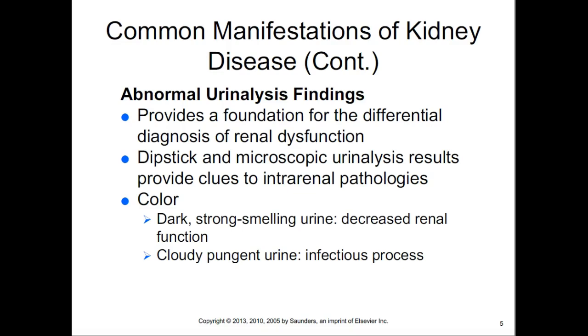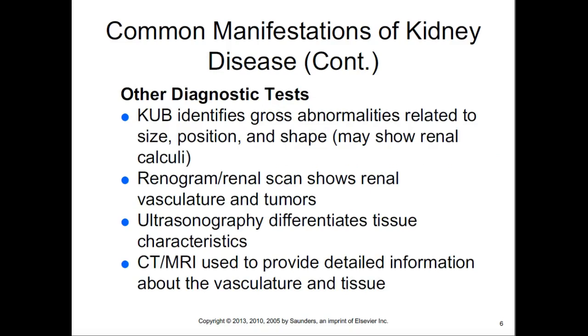And then there are other types of urinalysis findings where you're looking under the microscope, looking at crystals, also appreciating the translucency, right? If it's cloudy, for example, it could indicate an infectious process, or if it's very dark colored and strong smelling, it could indicate decreased renal function, right? So all of these can provide some clues as to what's going on internally.